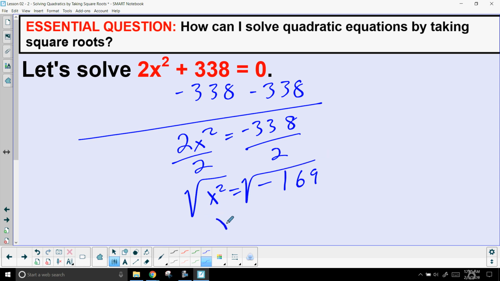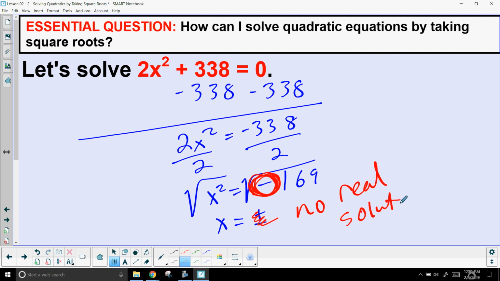Uh-oh. Do y'all see that? You know what that means. No plus minus at all. There's just no real solutions. You can't take the square root of a negative. Look at that. Saved me a bunch of work, didn't it?